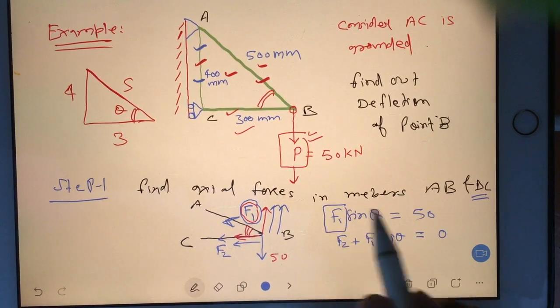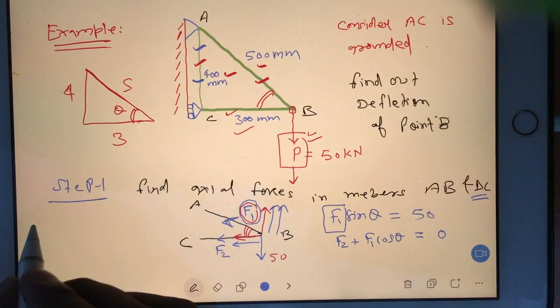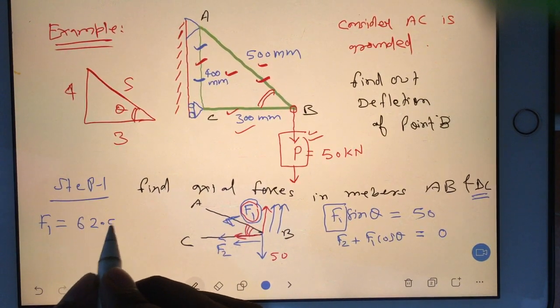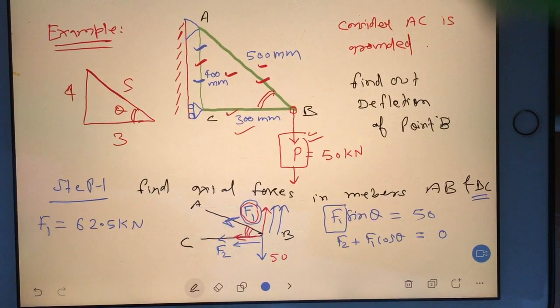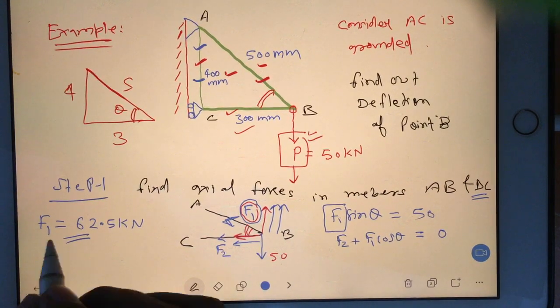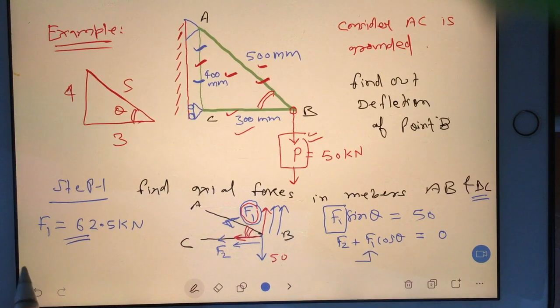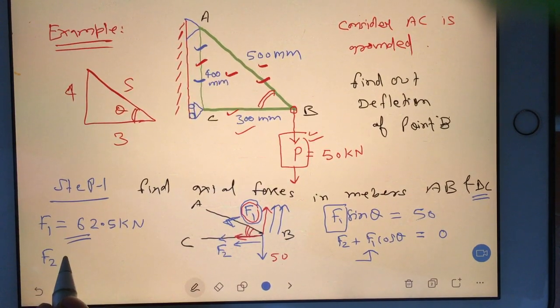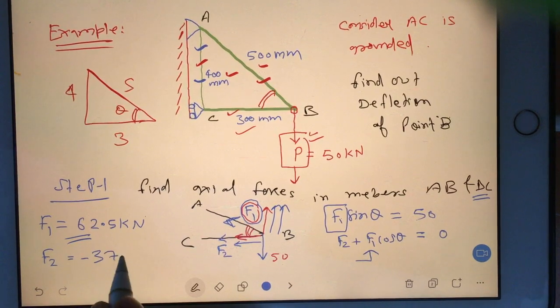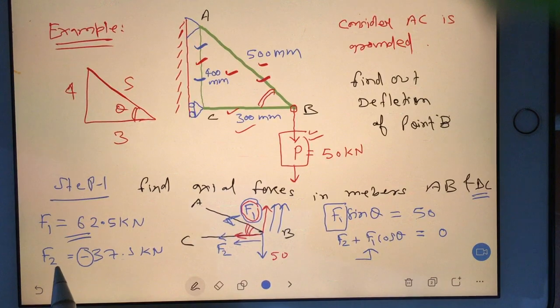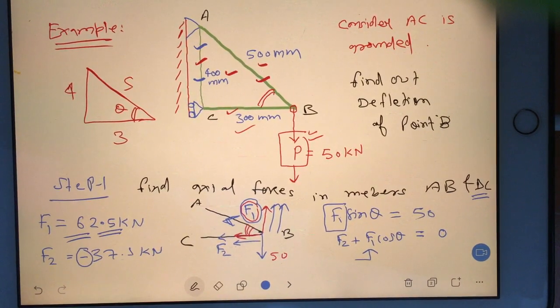So I balanced vertical and horizontal forces. F1 value, if you solve, you will get 62.5 kilonewton. And because you are getting a positive answer, it means the direction you have considered is correct. When you substitute the value of F1 here and find F2, your F2 will be minus 37.5 kilonewton. Because here you are getting a negative sign, negative force means compression, positive force means tension.